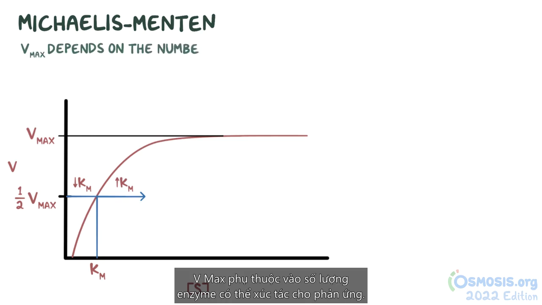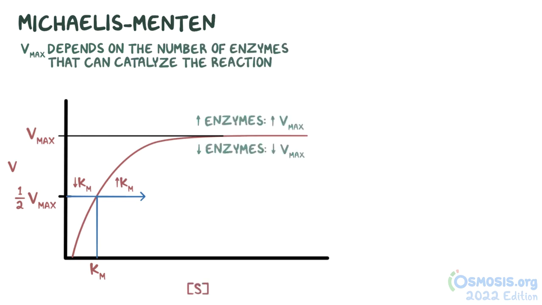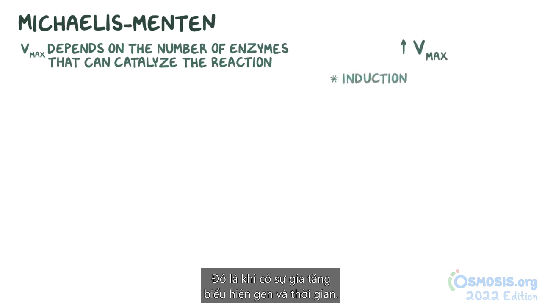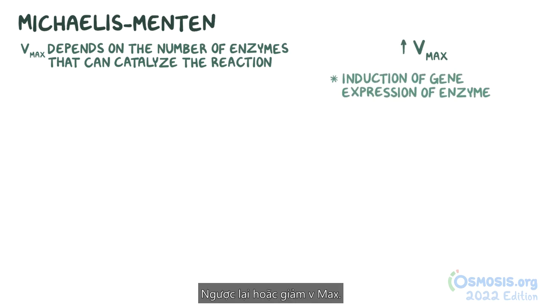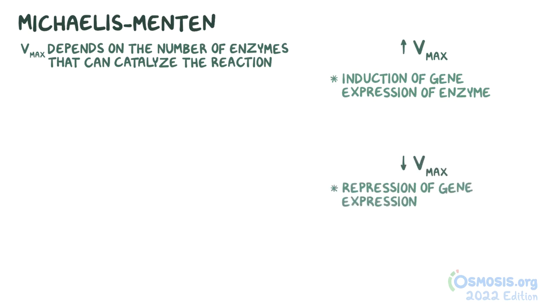Vmax depends on the number of enzymes that can catalyze the reaction. So increasing or decreasing the number of enzymes will increase and decrease Vmax. One way to increase Vmax is induction, which is when there's an increase in gene expression of an enzyme. The opposite, or a decrease in Vmax, might happen if there's repression or silencing of gene expression.